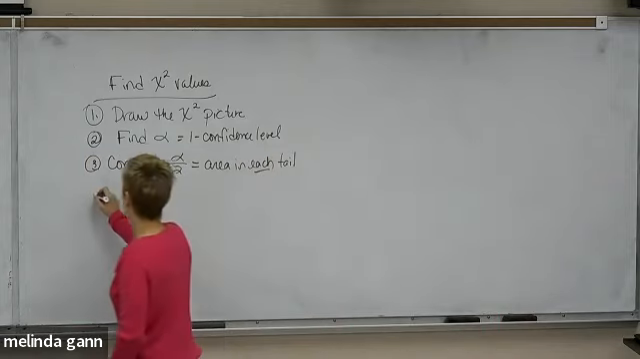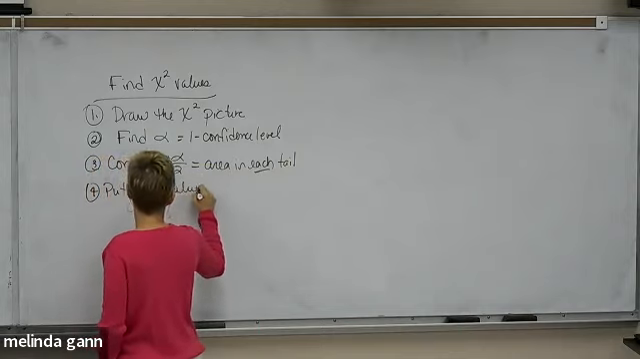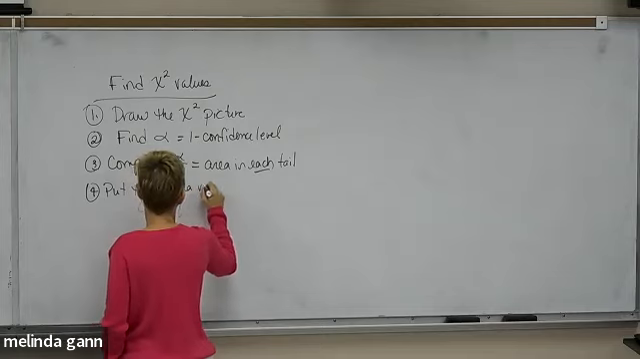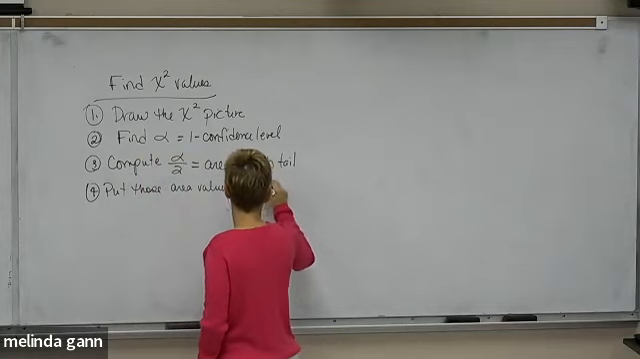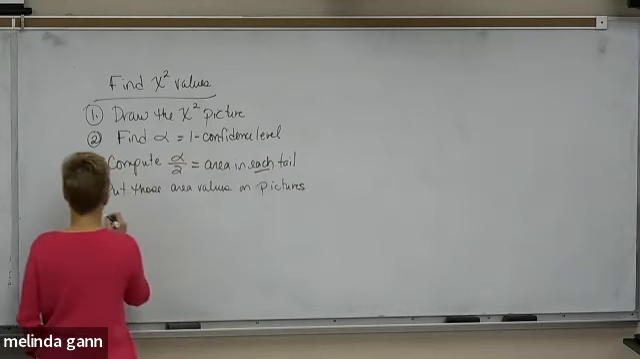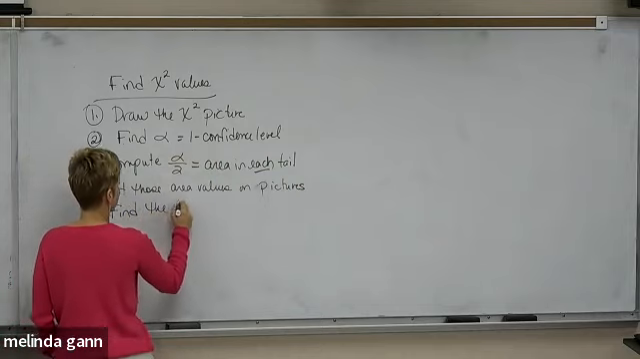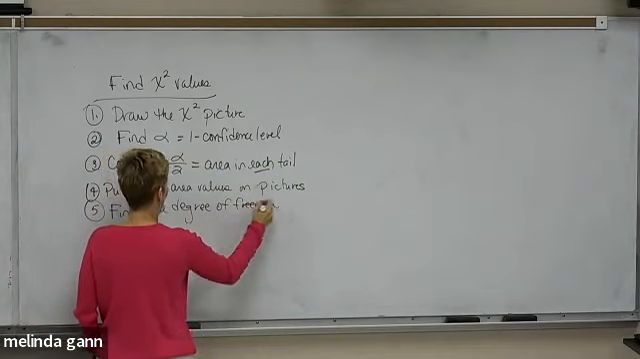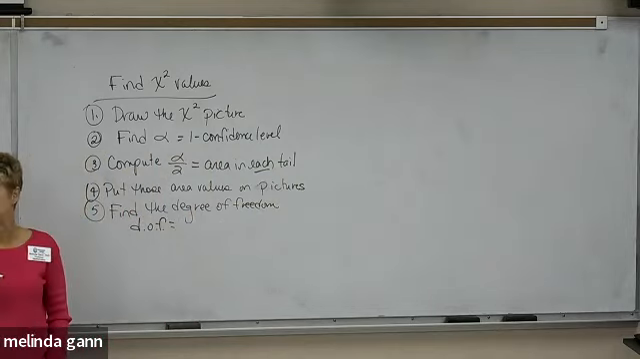All right. And then I'm going to say, put those values. Oh, that's areas. Let's put that. Put those area values on pictures. I'll show you what I mean by that in a second. You're going to find something called the degree of freedom. I'm just going to put DOF for degree of freedom. It's real easy. It's just n minus 1.